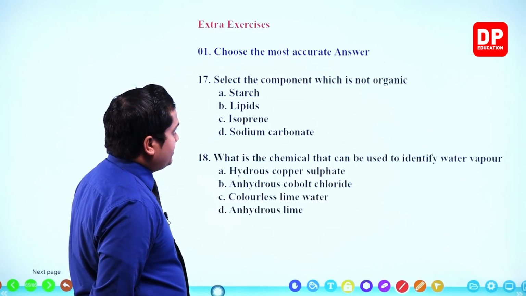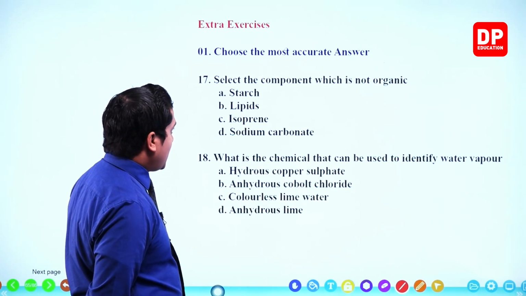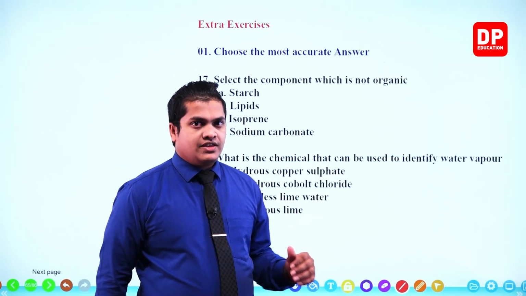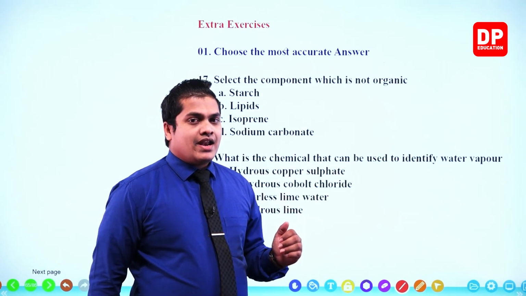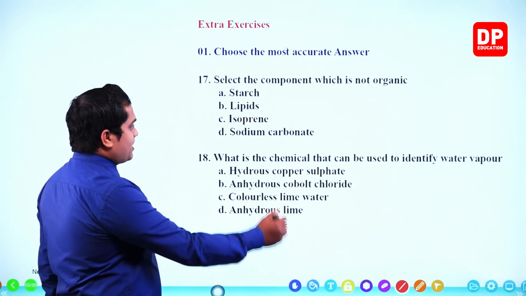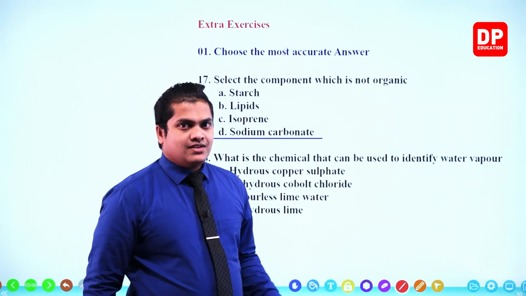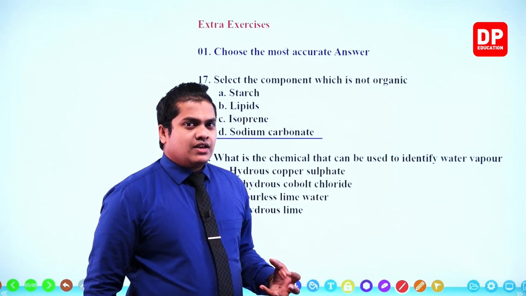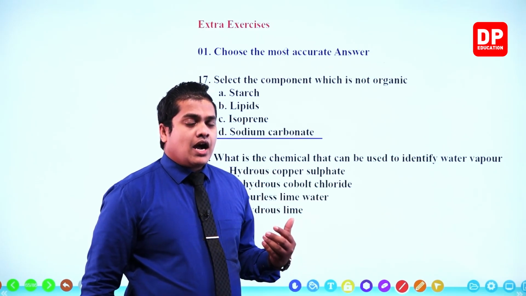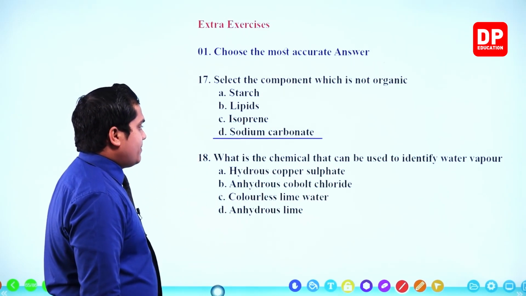Select the component which is not organic. Starch, organic. Lipids, organic. Isoprene, once again organic, because all of these things are plant and animal based substances. However, my dear children, sodium carbonate is not considered an organic substance as it is a carbonate. So, we discussed within the lesson part, carbonates, bicarbonates and oxides of carbon are not considered as organic. Okay. Right. Then question number 18.